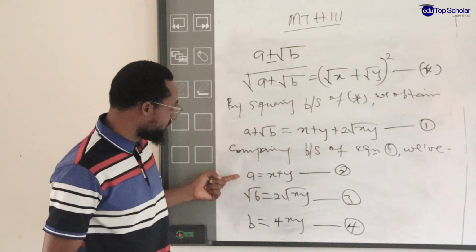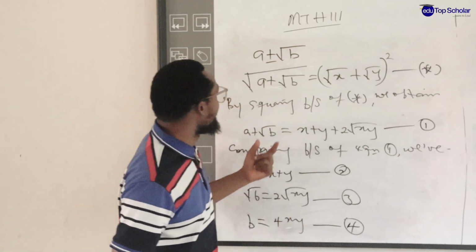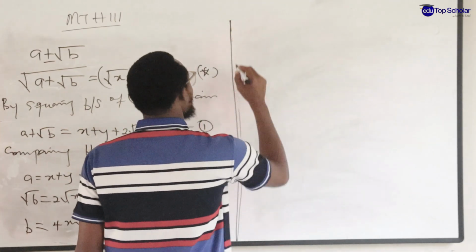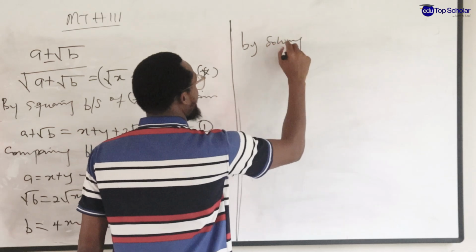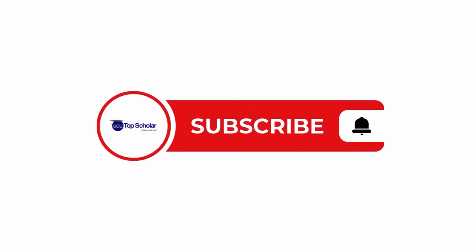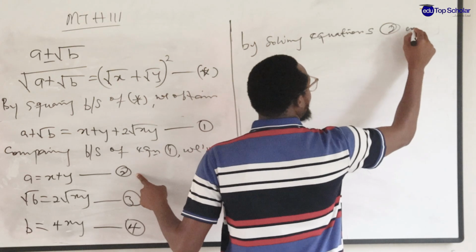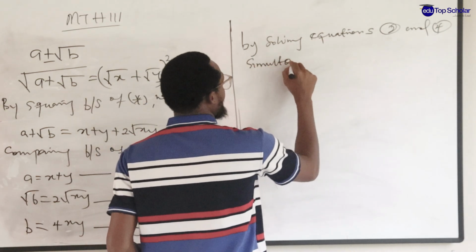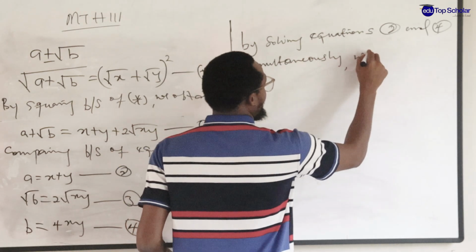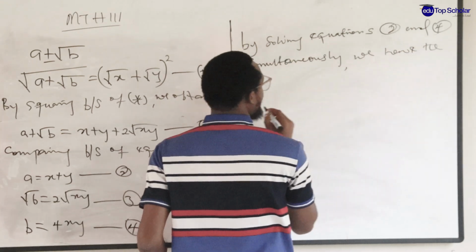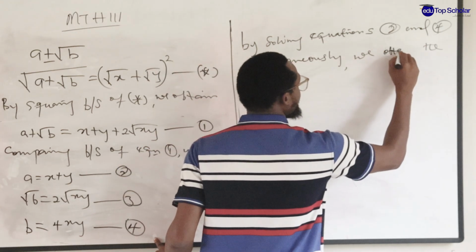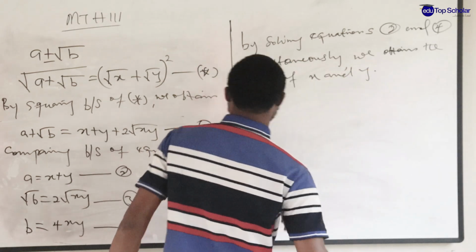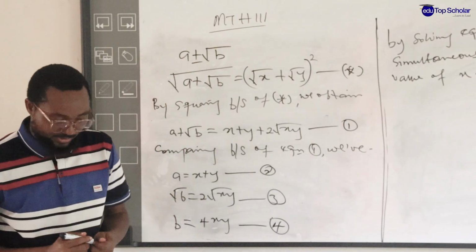So by solving equations 2 and 4 simultaneously, we will have the values of x and y as presented in the assumed solution. Okay, let me write that. By solving equations 2 and 4 simultaneously, we obtain the values of x and y.